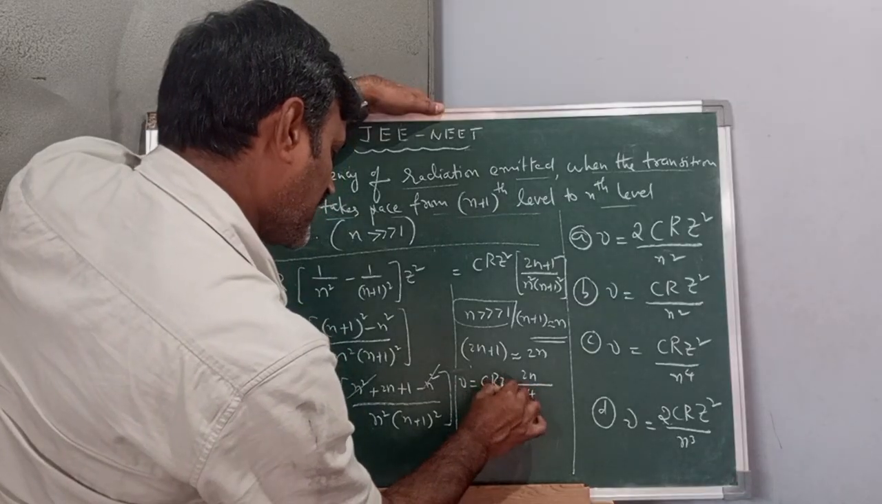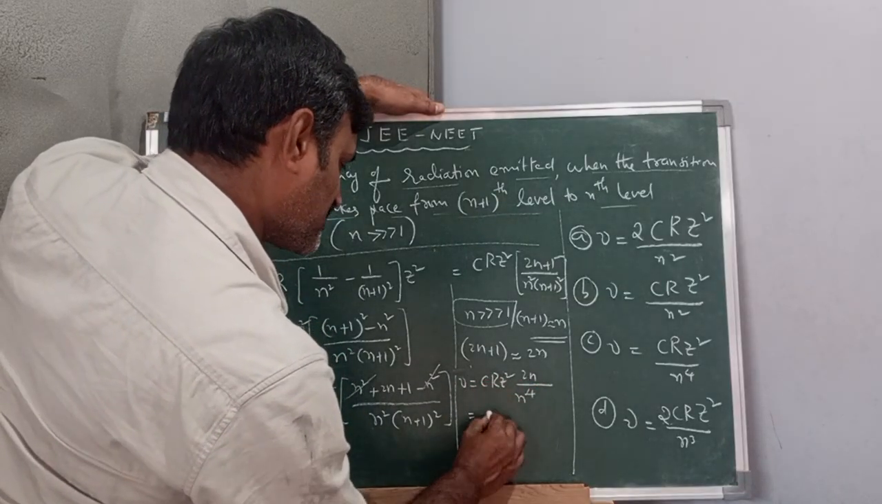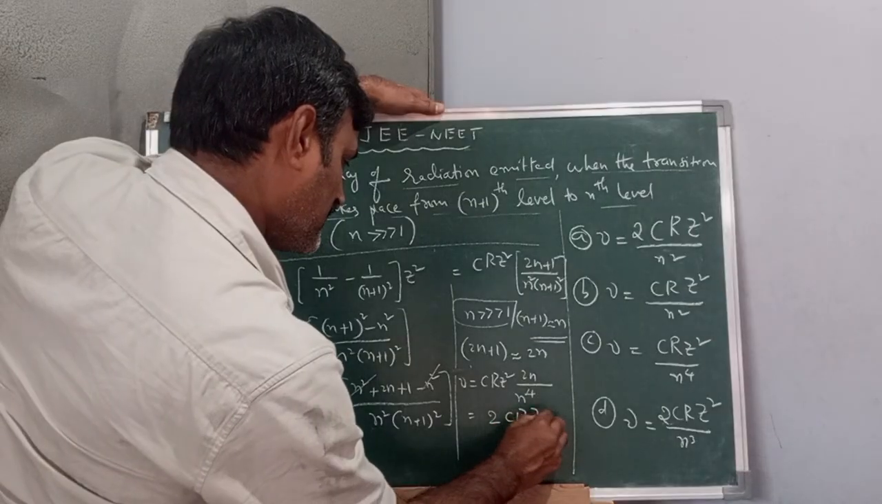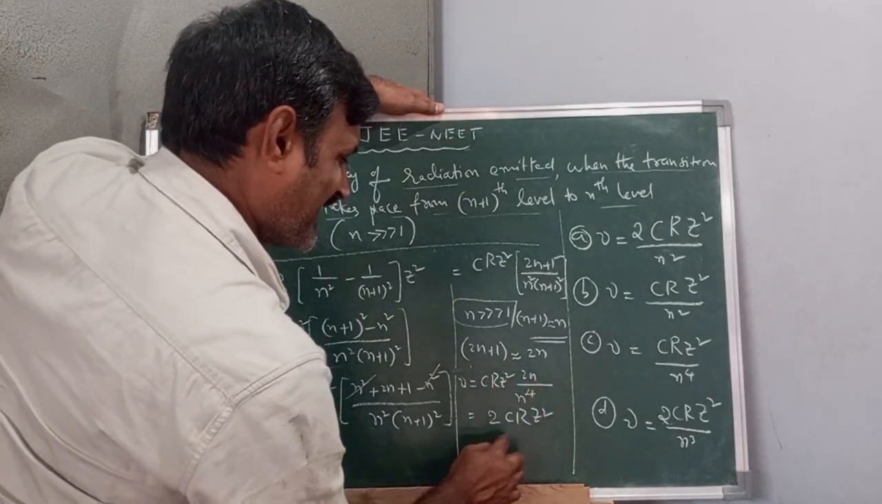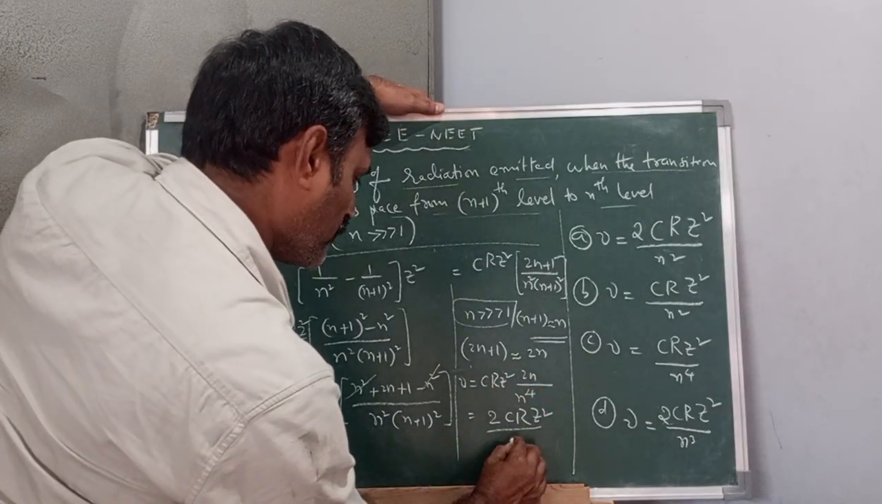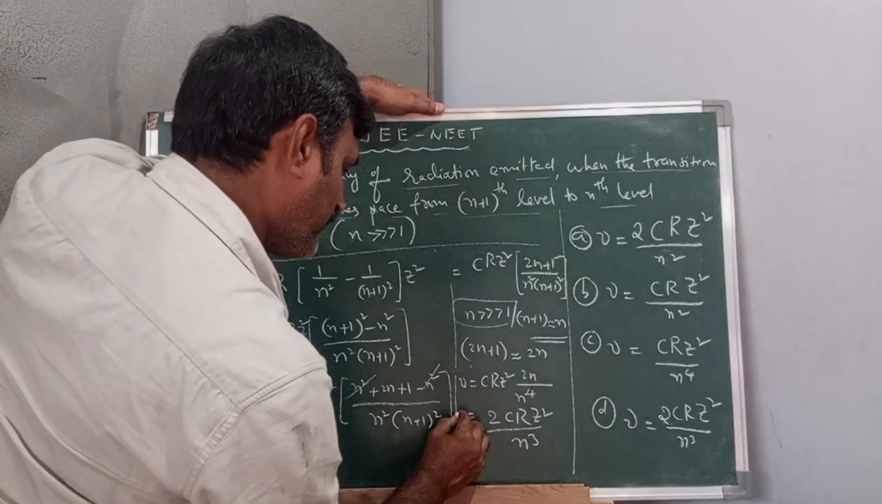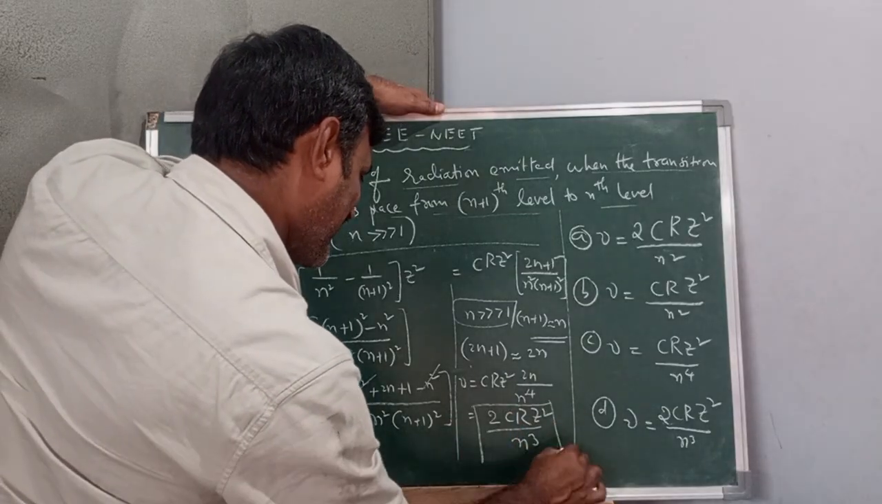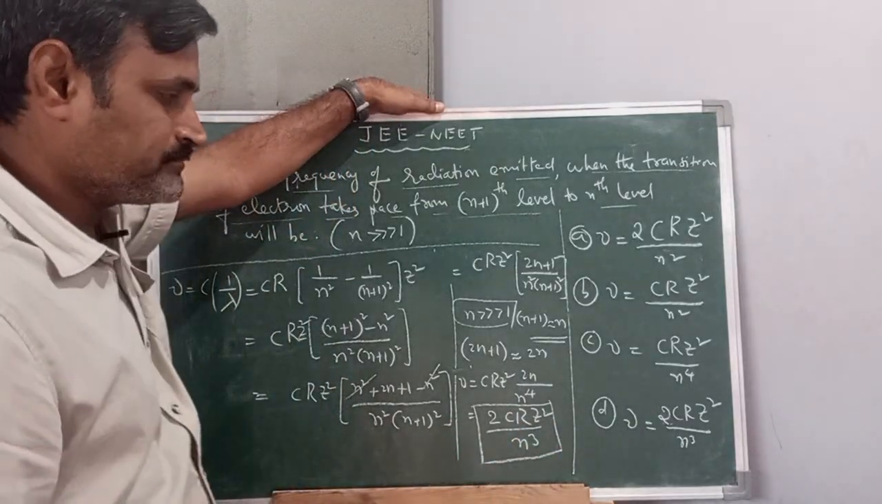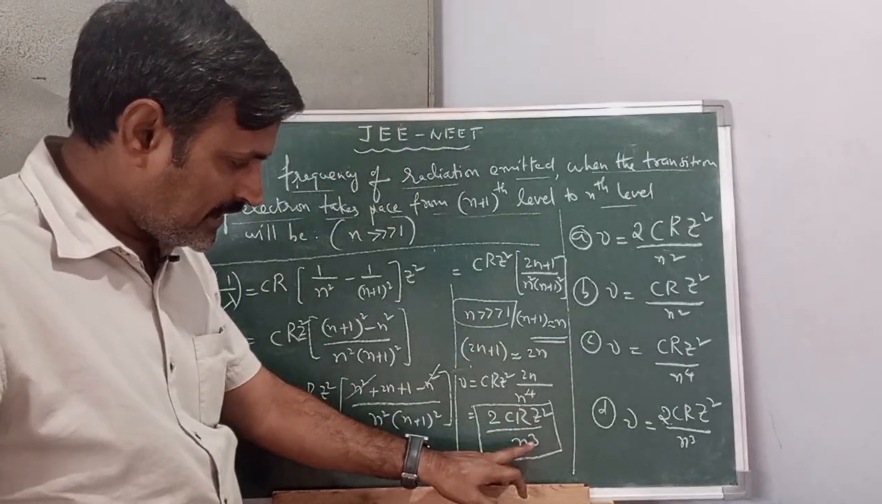Before this we have CR Z square, so I'll write this as 2 CR Z square. N by n power 4 is n cube. So the frequency is 2 CR Z square by n cube.